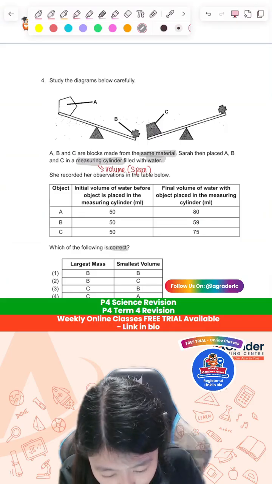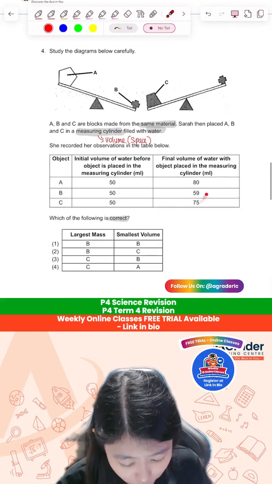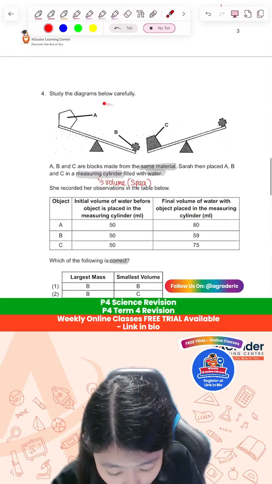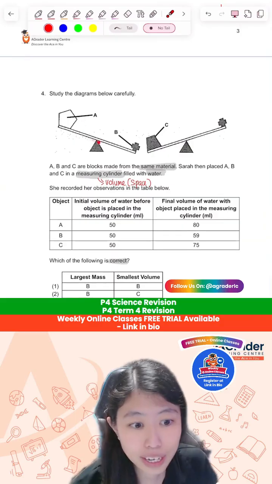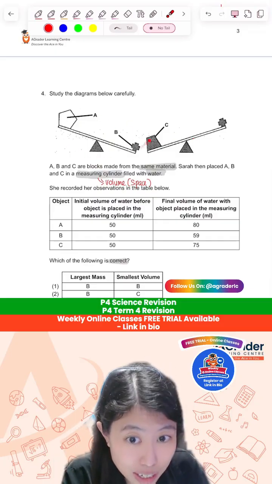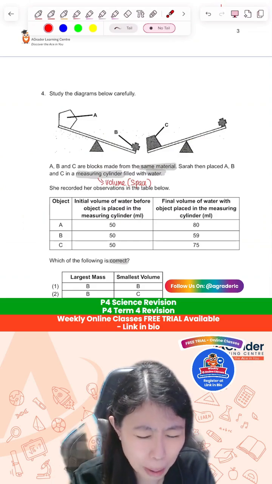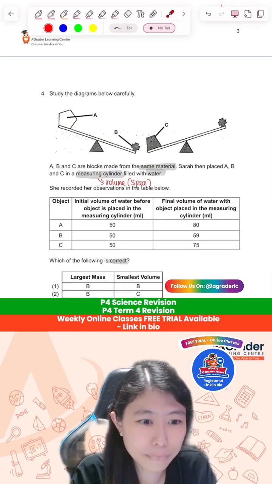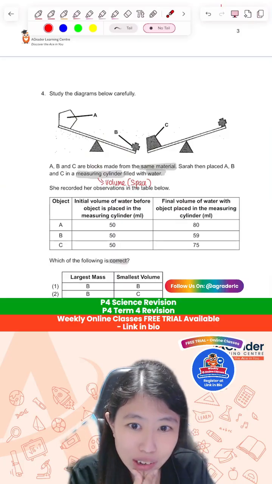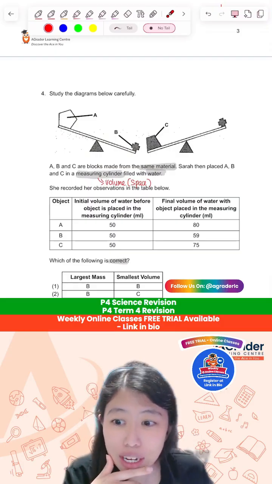The first question is asking for largest mass. If I'm looking at mass, I don't look at volume, right? We don't look at the measuring cylinder. We have to look at the diagrams here. Based on what you can see here, can you determine which one has the largest mass? We focus on mass first. We do the one with the largest mass first. C? Very good. So it's actually C.